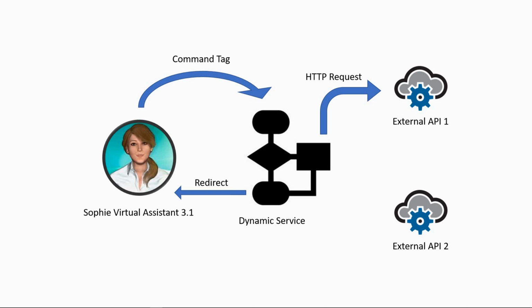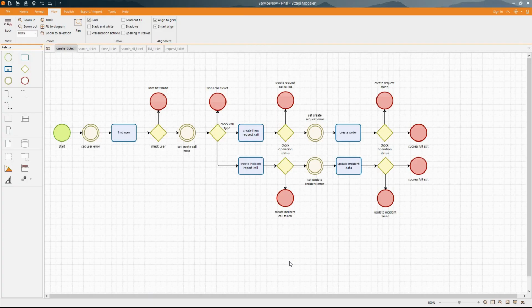In this video, I will showcase some of the more advanced features of dynamic services. If you haven't watched the introductory video, please do so beforehand. This dynamic service provides an integration between Sophie and ServiceNow ticket platform. Through it, we can create tickets for incidents and requests using only a simple conversation with Sophie.